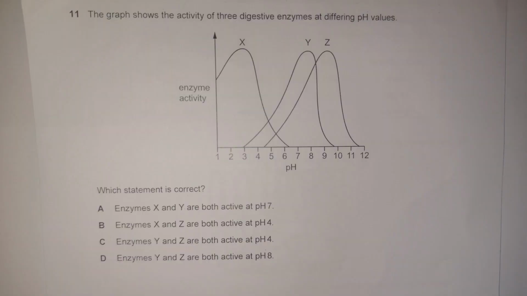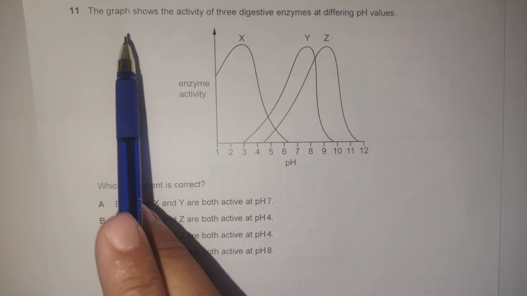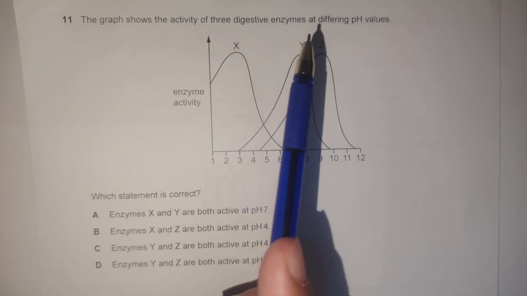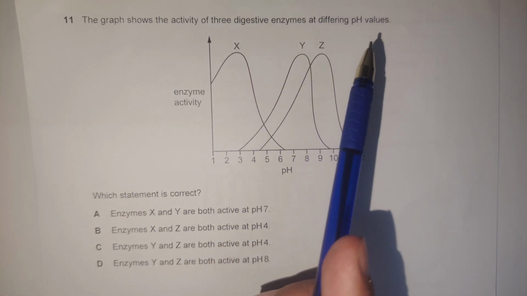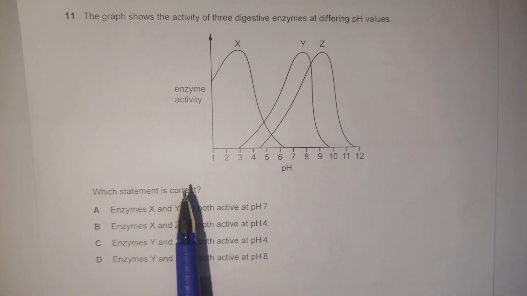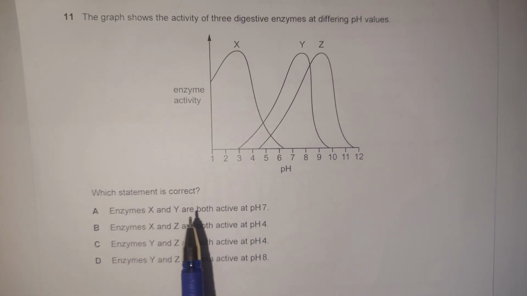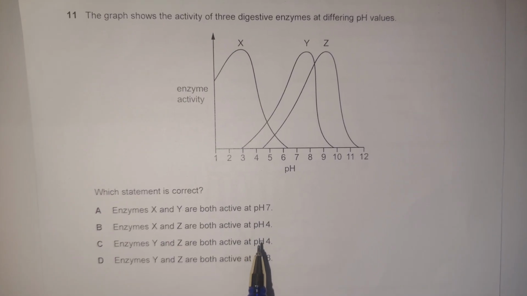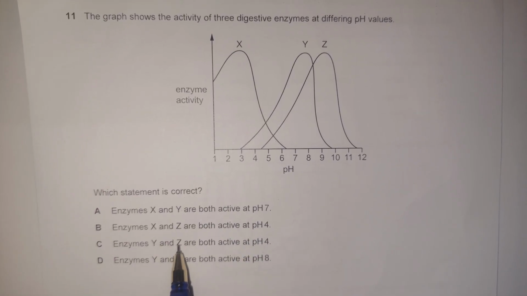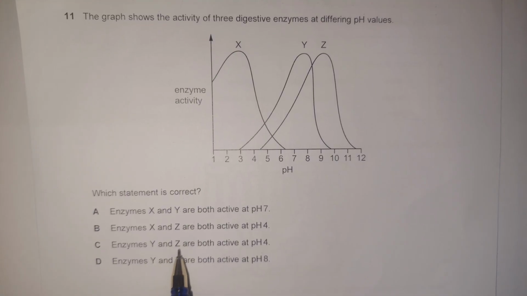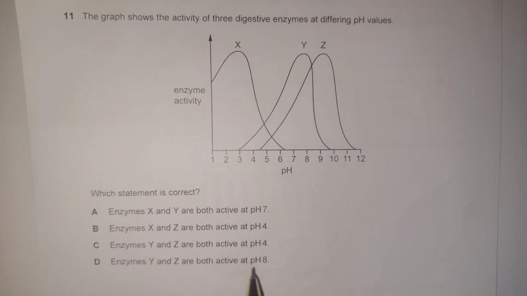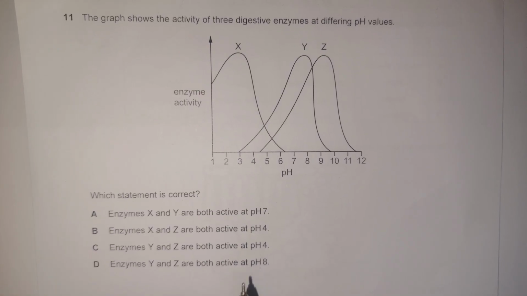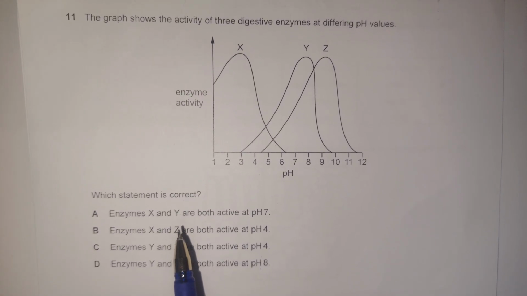Question number 11. The question says the graph shows the activity of three digestive enzymes at different pH values. Which statement is correct? Enzymes X and Y are both active at pH 7, enzymes X and Z at pH 4, enzymes Y and Z at pH 4, and Y and Z are active at pH 8. So which one is the correct answer? Let's discuss these statements one by one.